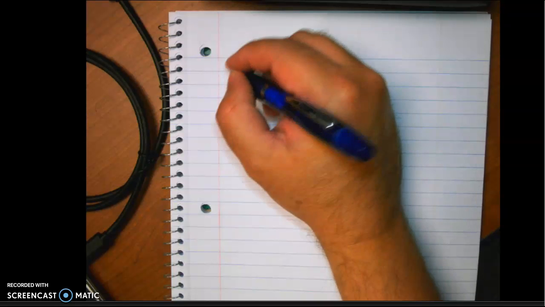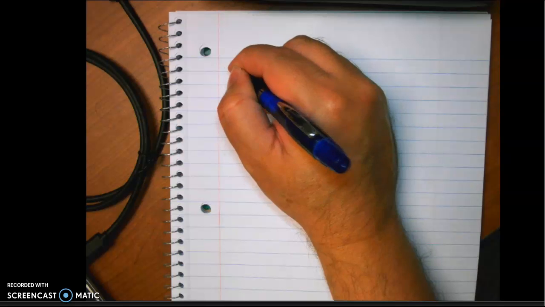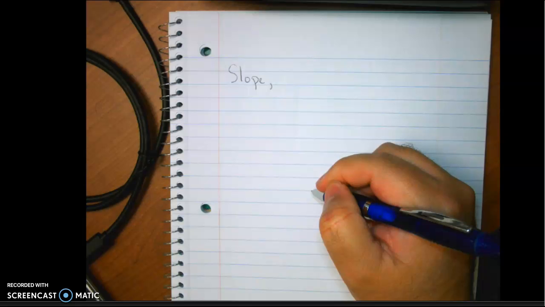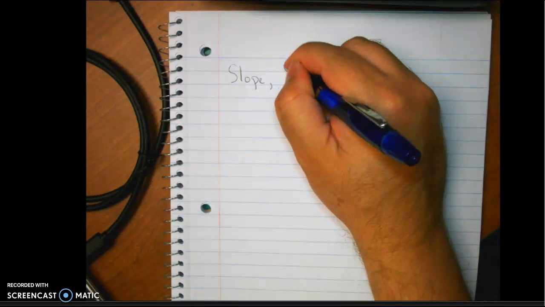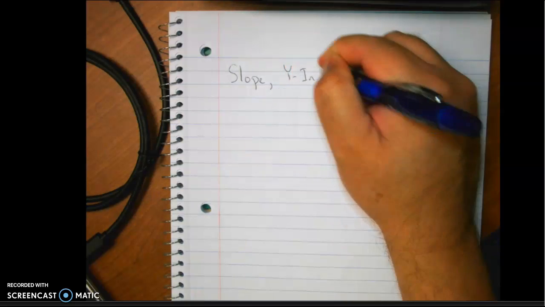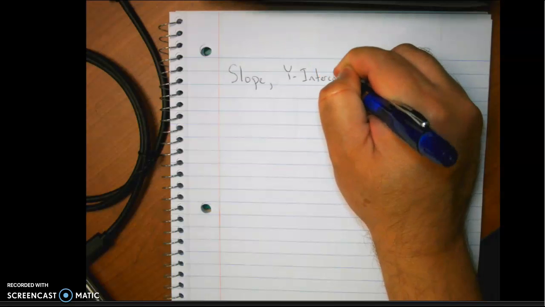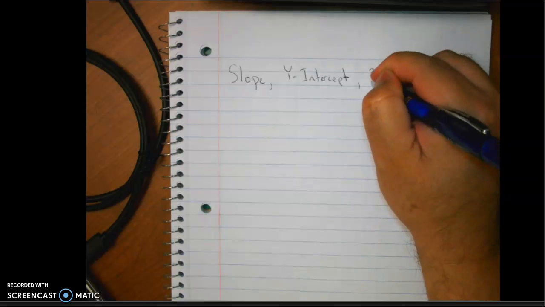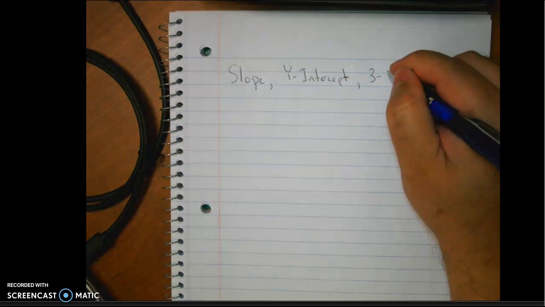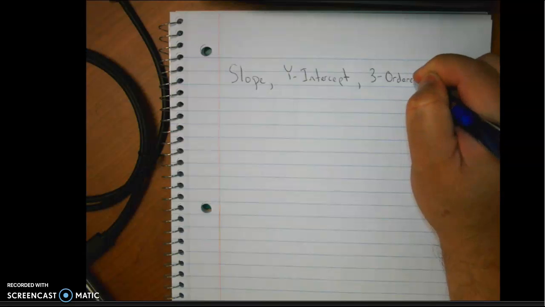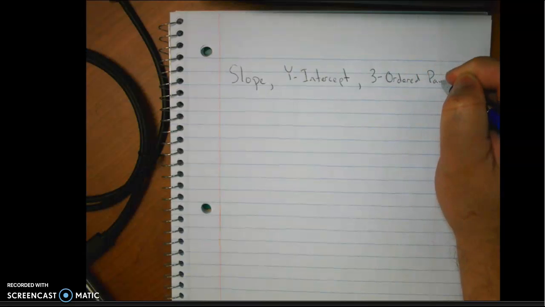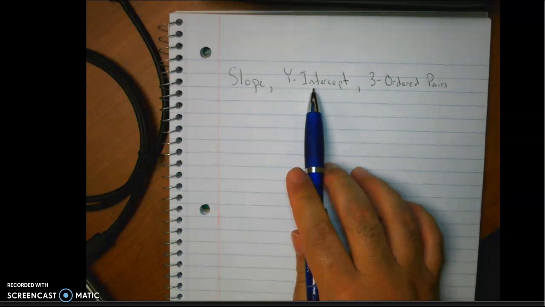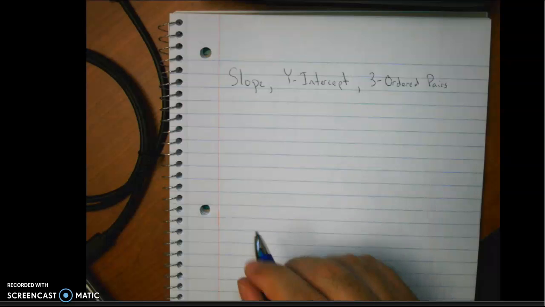But what I want for every function is I want to know the slope, and I want to know the y-intercept, and I would like 3 ordered pairs. So that's all I need. The slope, the y-intercept, and 3 ordered pairs for the following.